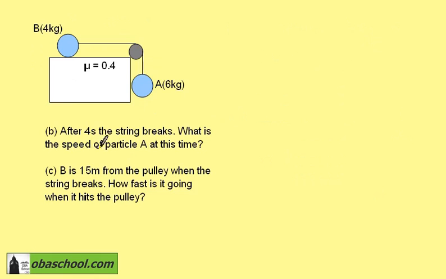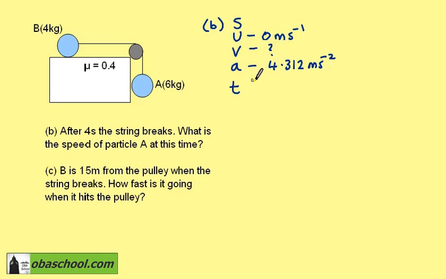We're now told that after 4 seconds the string breaks. We want to know the speed of particle A at this time. We can collect SUVAT information. We know the acceleration is 4.312 meters per second squared. We just calculated this. We know that the system starts from rest. We want v, and the time is 4 seconds.